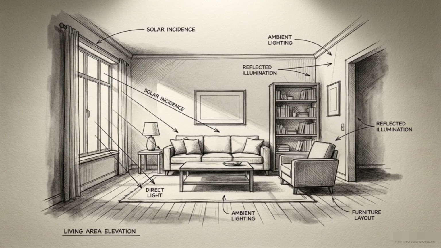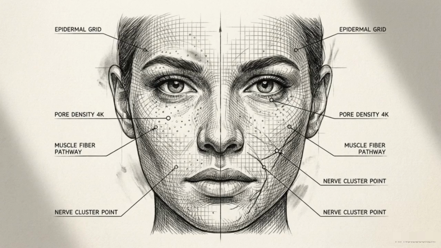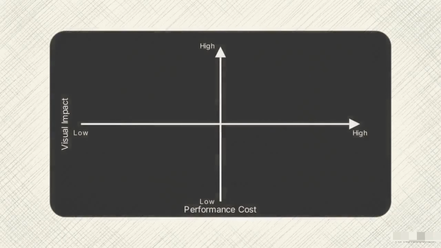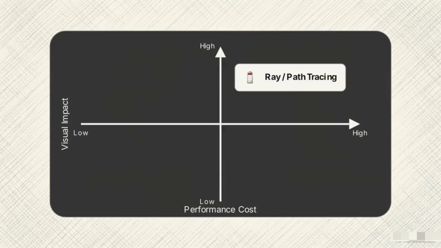Then there's path tracing, which calculates lighting for the entire scene. It can look nearly indistinguishable from reality, but the performance cost is even higher than standard ray tracing. On our chart, ray and path tracing land in the high-impact, high-cost quadrant. They look great, but they demand the biggest share of your hardware budget.